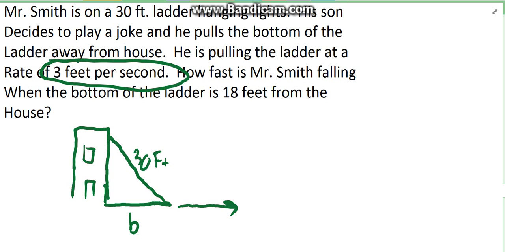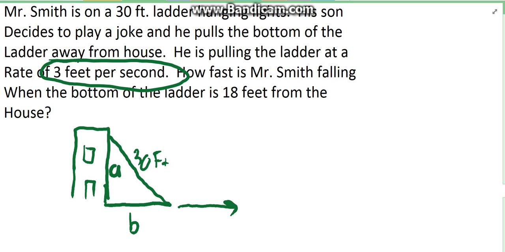Just because side B is growing at 3 feet per second, that does not mean side A is shrinking at 3 feet per second. They don't have the same rates of change. And what's even worse is that B is changing at a constant rate. Every single second that goes by, B gets 3 feet bigger. A is not growing or shrinking at a constant rate. A is decreasing at different amounts at different times.